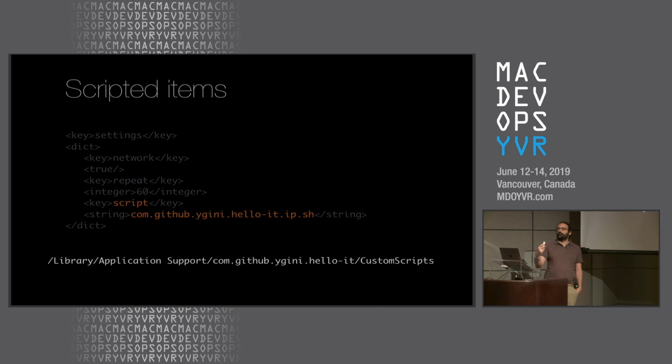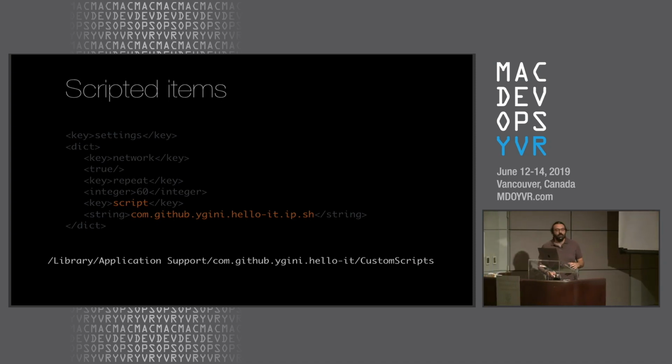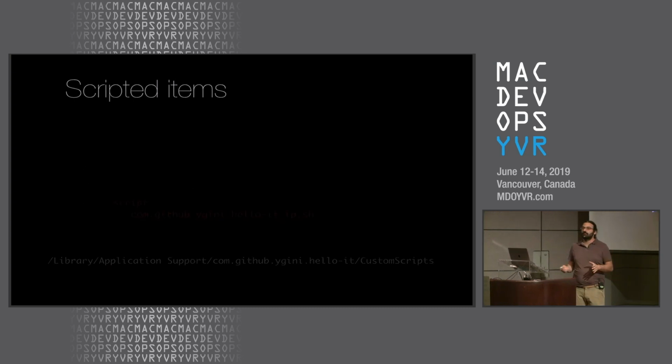Basically, the scripted items has a script option, and this will be the name of the script to run. And by default, if you want to use the simplest option, it should be in library application support com.github.ygini.loit/custom script. This is the location for all general scripts, the one distributed with LOIT, and eventually your custom one. But there is also other option if you want to deploy it another path, you can specify the full path of your script.